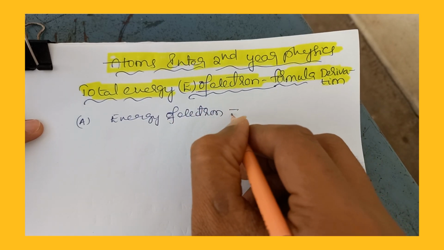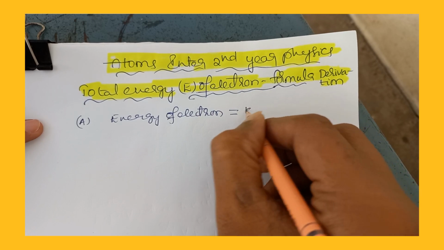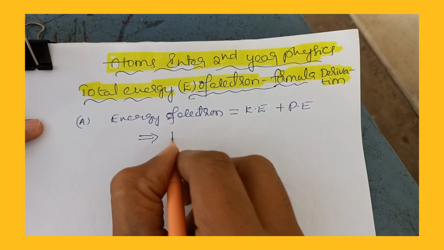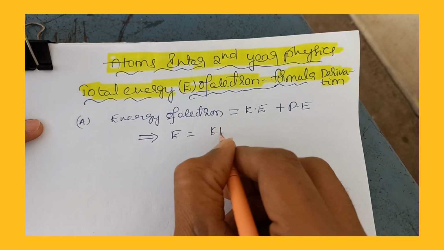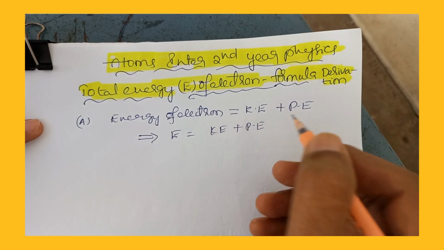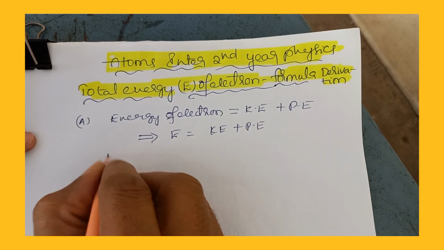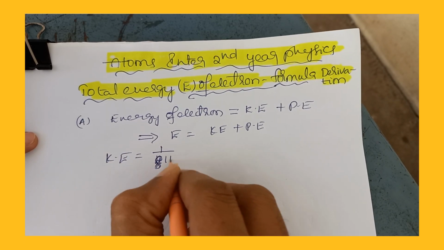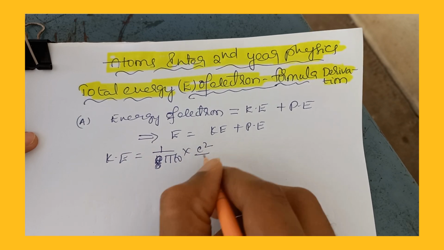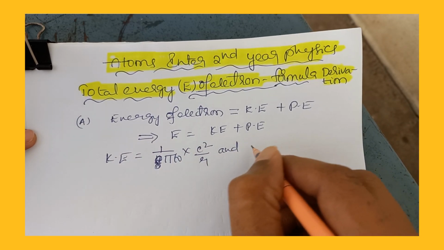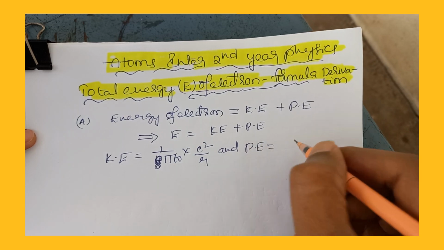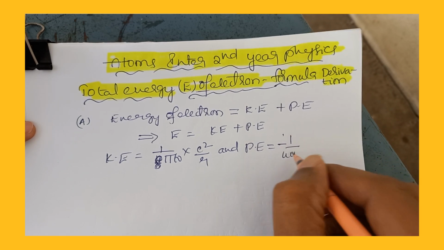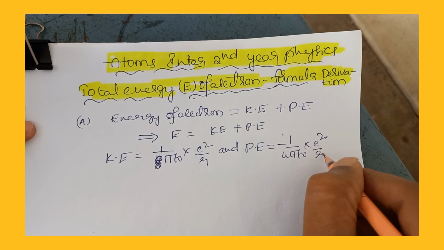is denoted by E, which is the sum of kinetic energy and potential energy. So it is denoted by E, which is KE plus PE. Now kinetic energy of electron is given by 1 by 8 pi epsilon naught into e square by r, and potential energy of electron is given as minus 1 by 4 pi epsilon naught into e square by r.